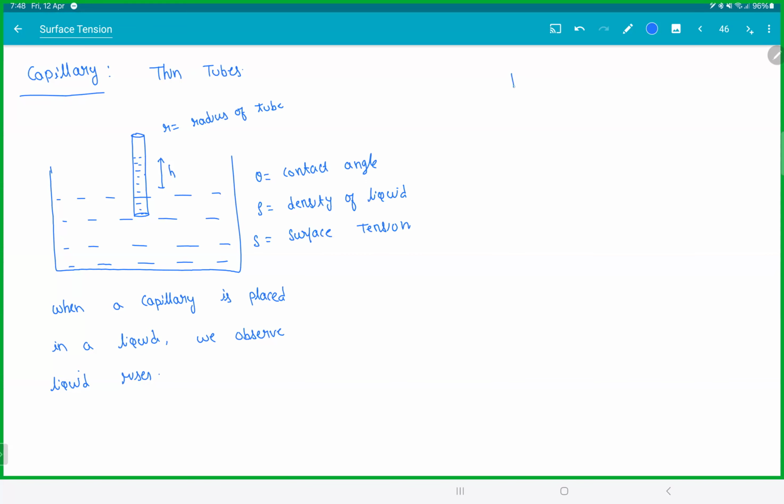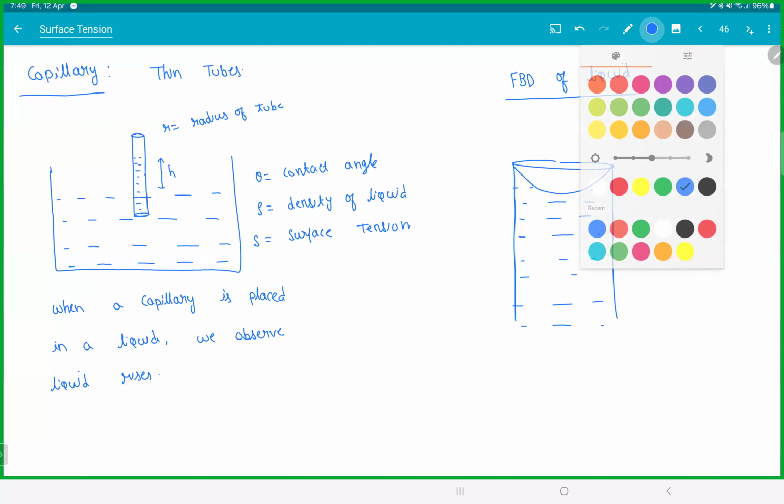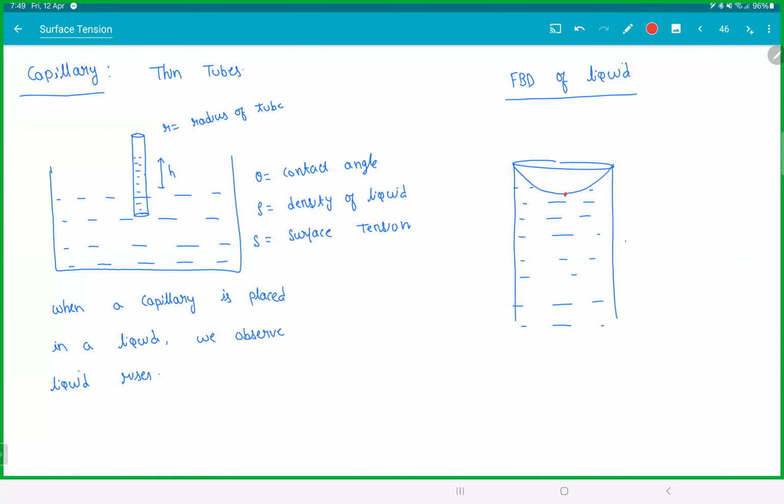So let's draw FBD of the liquid. Now in HSC, this is an important proof. In HSC, they'll ask you to find the height of a capillary action using the force method and using the pressure method. There are two methods actually. I'll show you both, but let's look at this. When you draw the FBD of the liquid, this is how it looks. I'm exaggerating the figure. If you look at this, we measure the height only up to this level. We ignore the liquid in this meniscus.